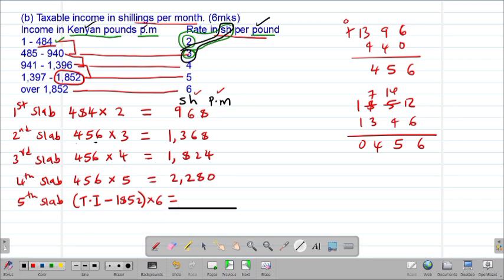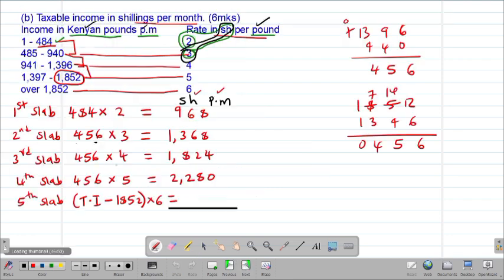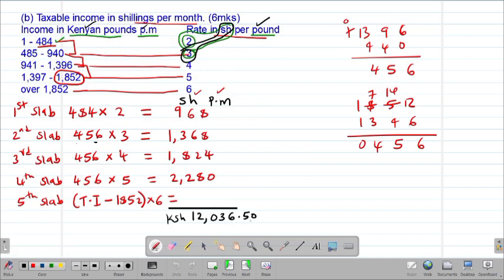So to get that amount, remember we already have the gross tax from part A of the question. So from part A, our gross tax was in Kenya shillings per month, which was 12,036 shillings and 50 cents. Then of course this was per month.